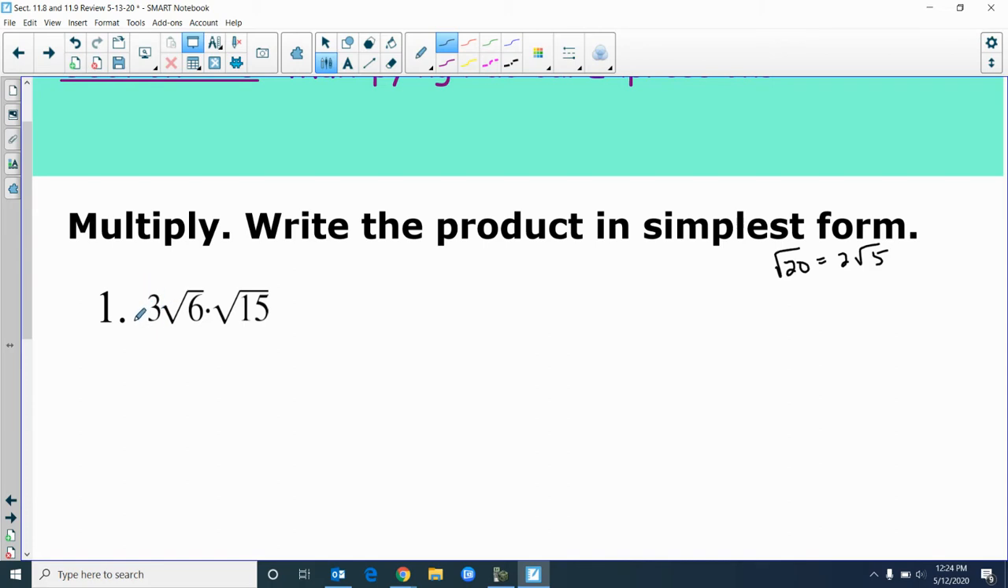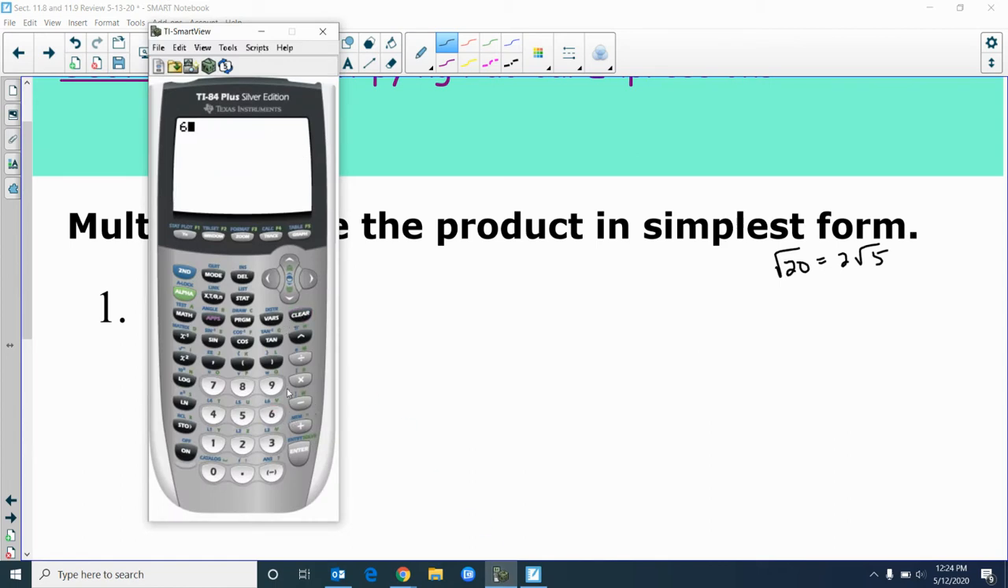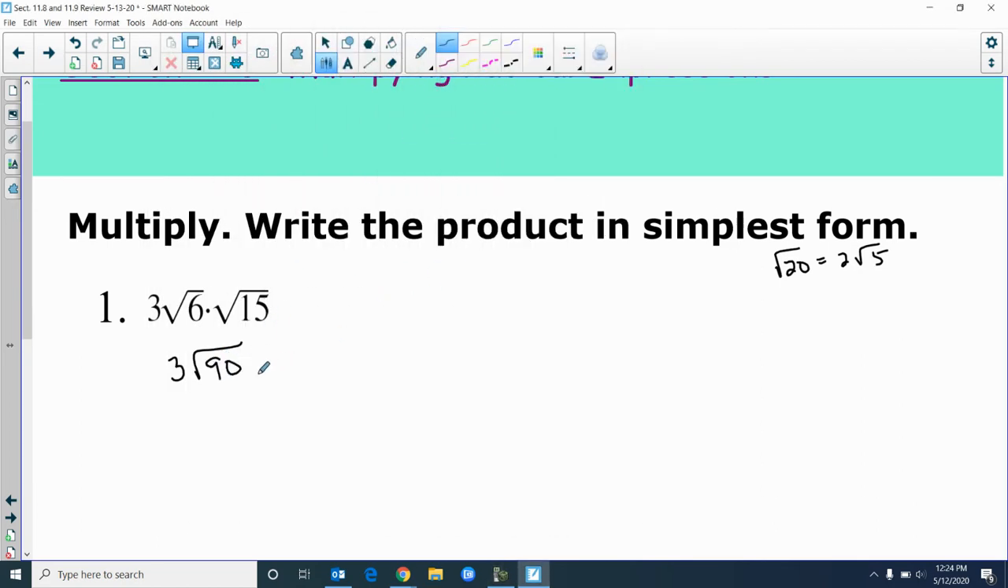All right, now don't forget, you have to multiply outsides by outsides, insides by insides. There's no outside on that 15, so 3 would just multiply by a 1. And then you would take 6 times 15, and definitely use your calculator as needed. 6 times 15 gives us 90, so that is the square root of 90. We have to simplify that. And 90 is 9 times 10, 3 times 3, 2 times 5.